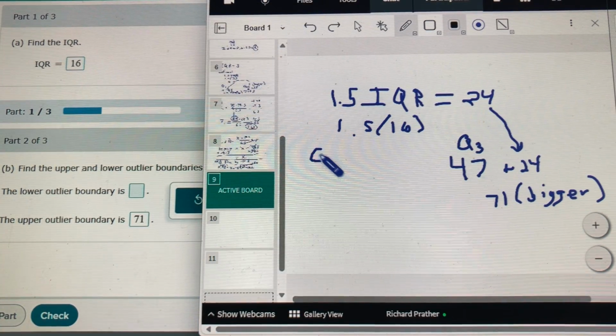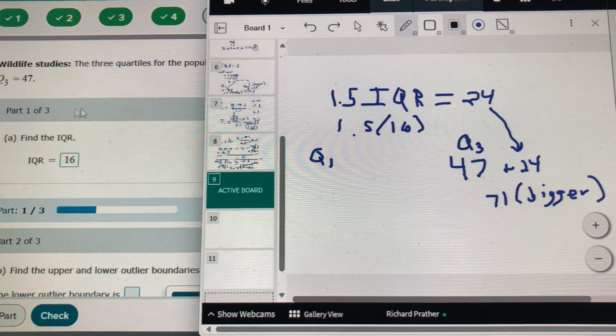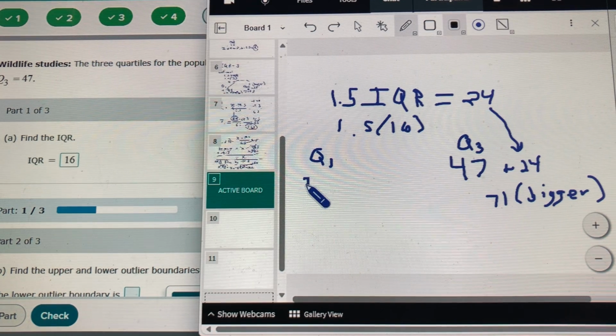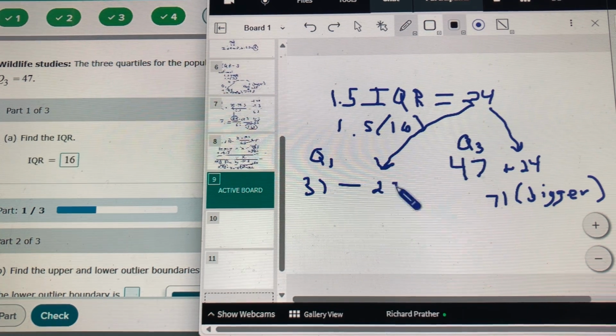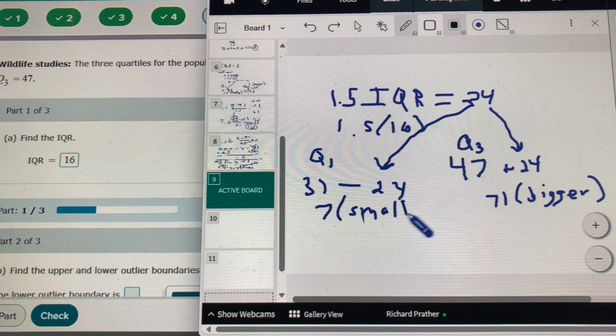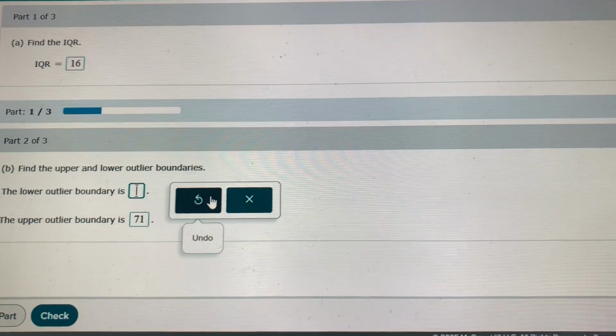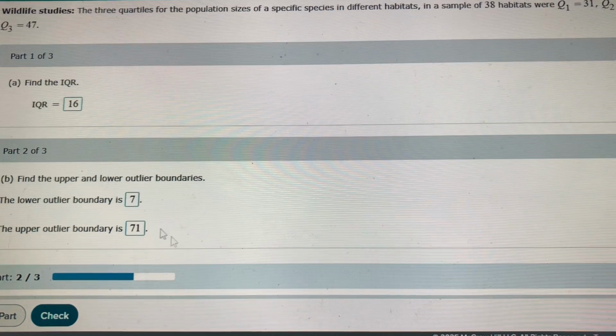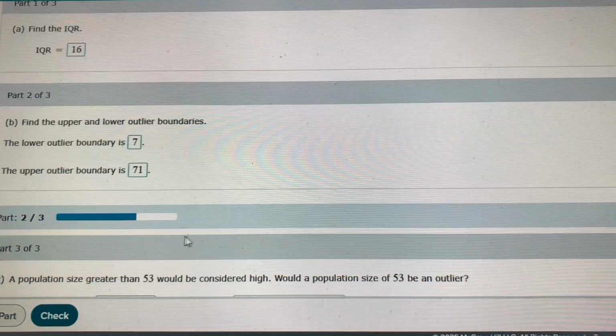And then you take the lower quartile, which was 31. In this problem, they just told me what those two were. The other problem, I had to find them myself. And now you minus this 24. It's always upper plus and lower minus. So 31 minus 24 is 7. You have to be smaller than 7 to be an outlier. Now here, they're not showing me the original data, so I can't check if there are any outliers or not, unless they're going to do that in the next part. But the lower outlier boundary is 7. The upper outlier boundary is 71.